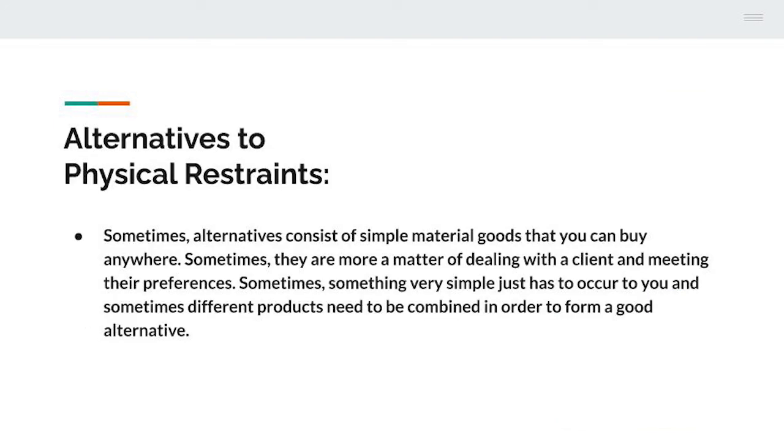Now, sometimes alternatives consist of simple material goods that you can buy anywhere, and sometimes they're more a matter of dealing with a client and meeting their preferences. Sometimes something very simple just has to occur, and sometimes different products need to be combined in order to form a good alternative.